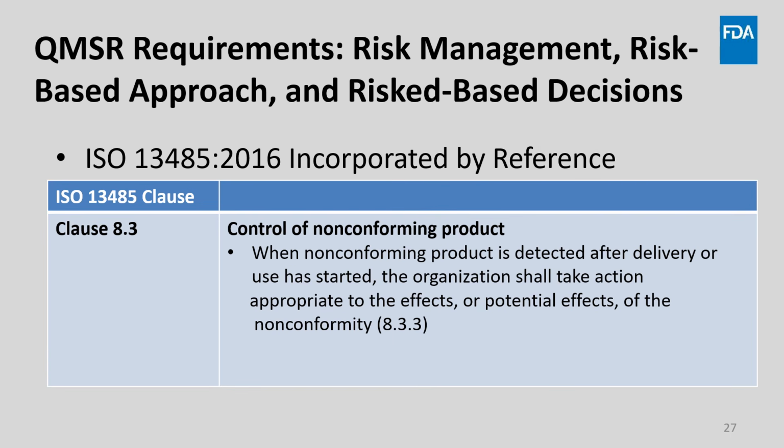Clause 8.3, Control of Nonconforming Product, requires that when nonconforming product is detected after delivery or use has started, organizations must take action appropriate to the effects or potential effects of the nonconformity. The response must match the risk level. This could include activities such as notifying customers, issuing field safety notices, conducting product recalls, or performing corrective actions to prevent recurrence.